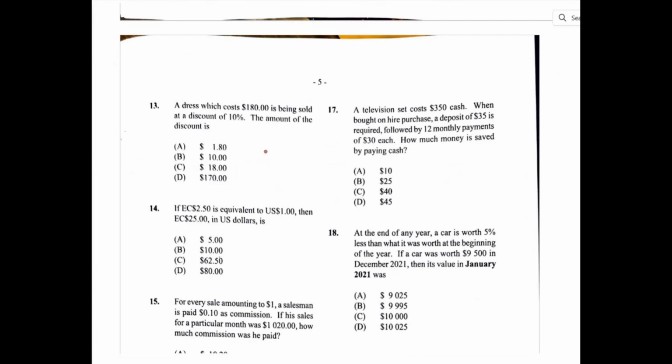A dress costs $180 and it's being sold at a discount of 10%. The amount of the discount is what? Now, if this question comes back, it may ask for the exact discount or it can ask you for the final price of the dress. So just be careful with your reading of the question. 10% of 180: cross, cross, cross, you have an $18 discount.